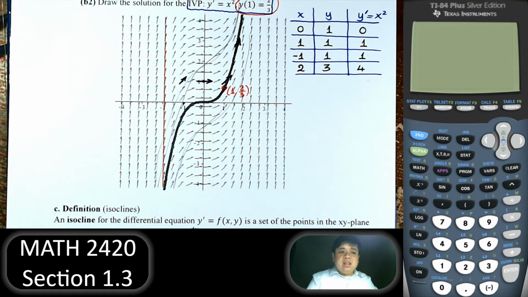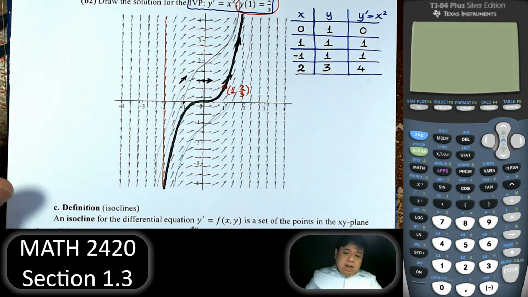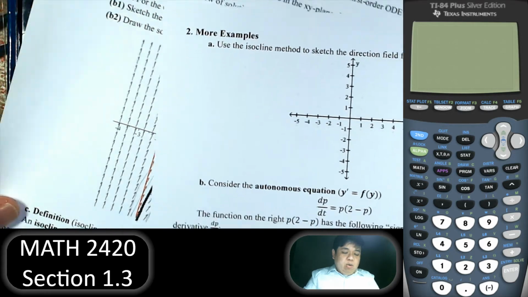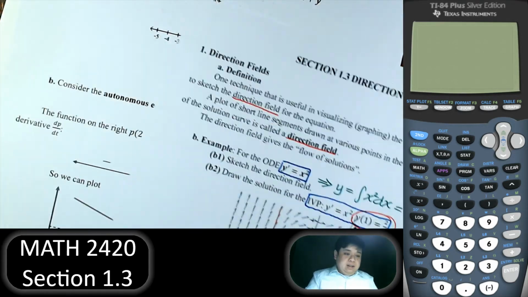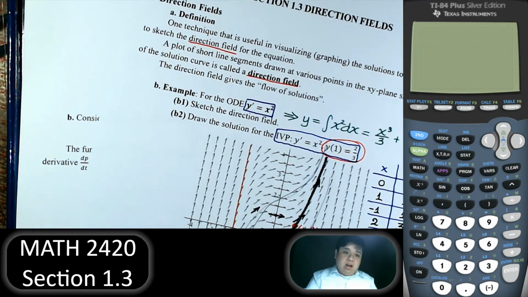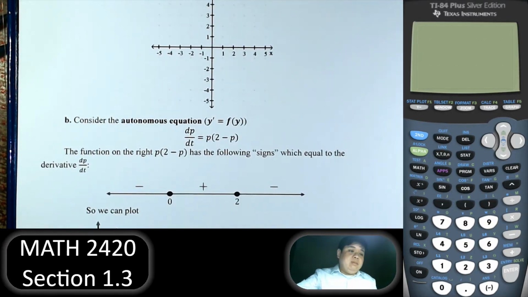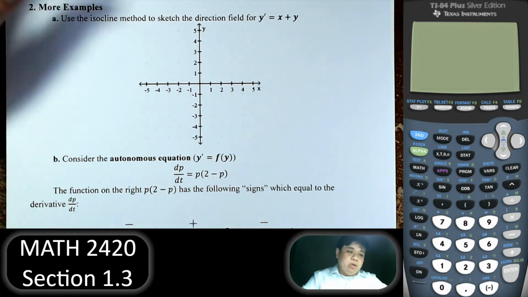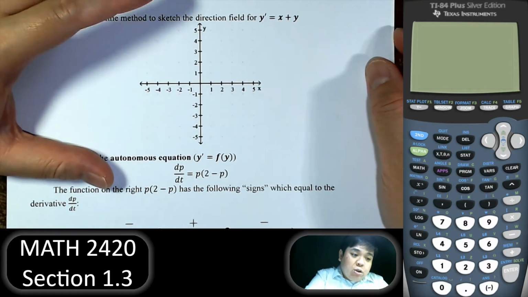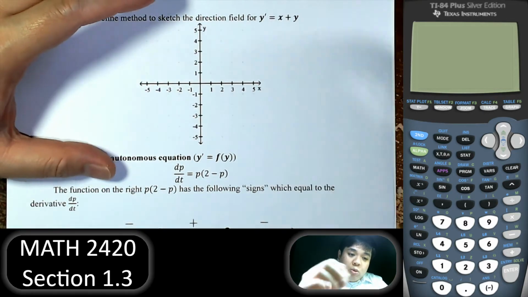Right, like I said, it's kind of difficult to do this problem by hand, even with the isocline. Let's look at one example and see who can do this. Use the isocline method to sketch the direction field for this equation.